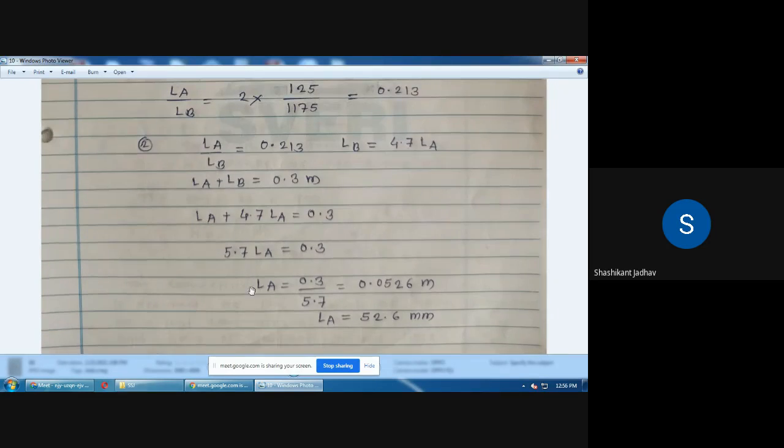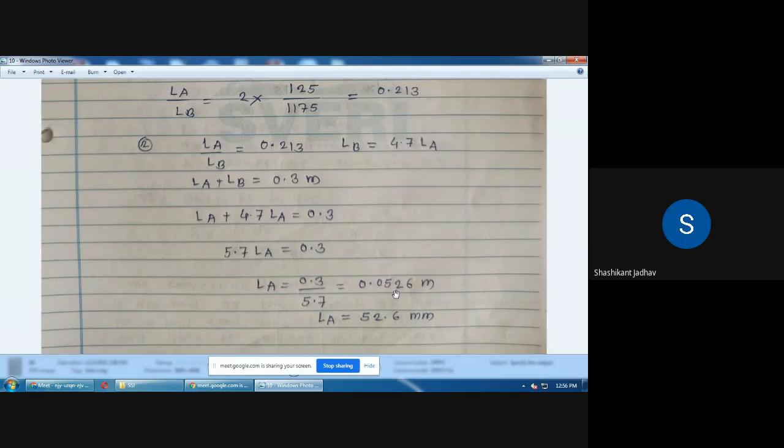So from that we get the value of LA. LA is equal to 0.0526 meter. So from that we get the value of LA in mm, that is 52.6 mm. So what is the thickness of the layer A? That is 52.6 mm.